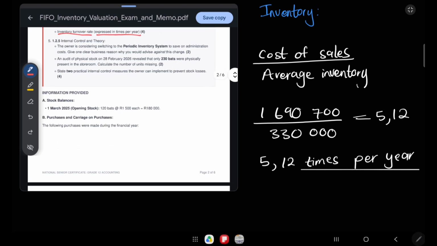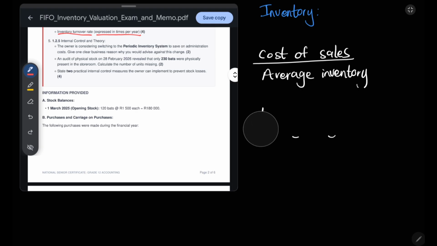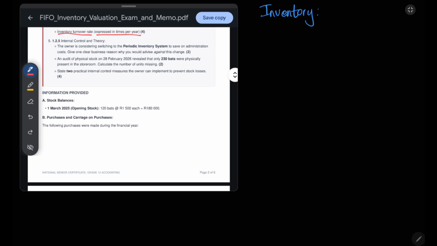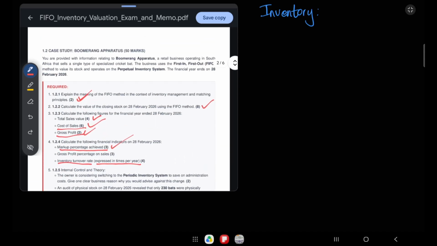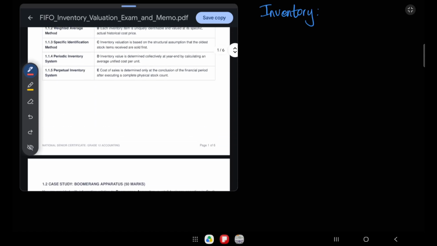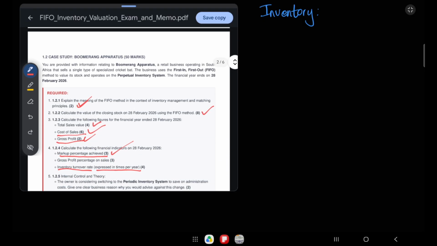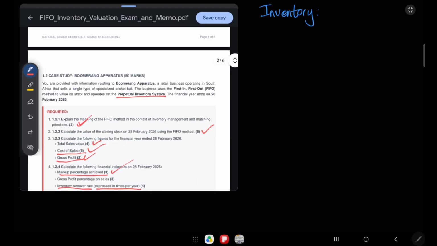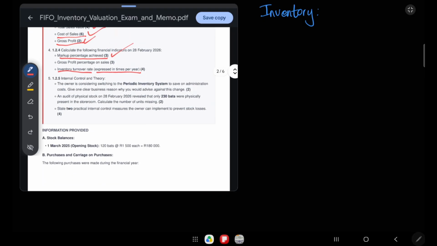We have to move to 1.2.5. We have internal control and theory. This is so you could get really easy marks. The owner is considering switching to the periodic inventory system. Remember, at first they used the perpetual, right? Let's check. Yes, they used the perpetual inventory system, meaning they counted every time they sold their stock.